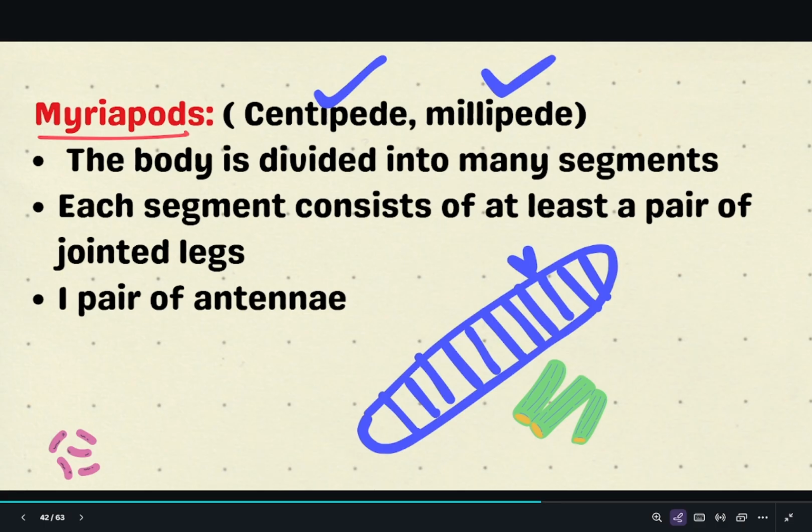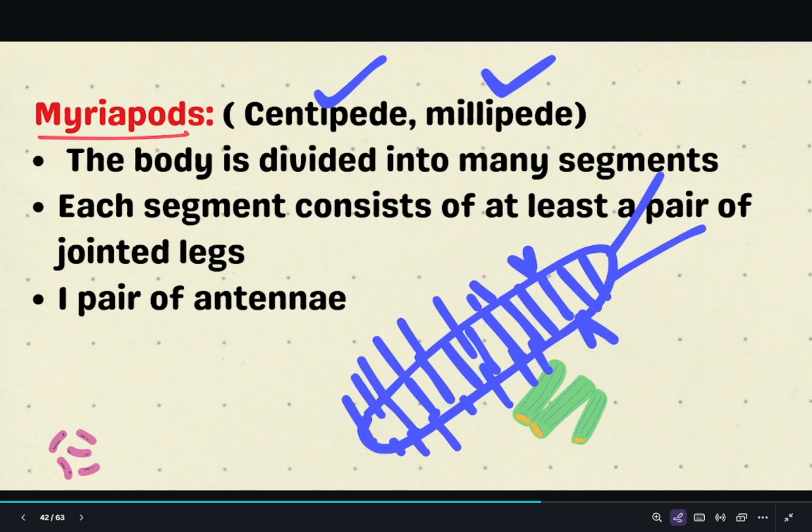So that's how a typical centipede looks like, where their body is actually divided into many segments, and each of these segments actually consists of at least a pair of jointed legs. All right. So there are a lot of jointed legs like this. Sorry for my bad drawing, by the way. And then they have a pair of antennae. So this is how a usual myriapod is going to look like.